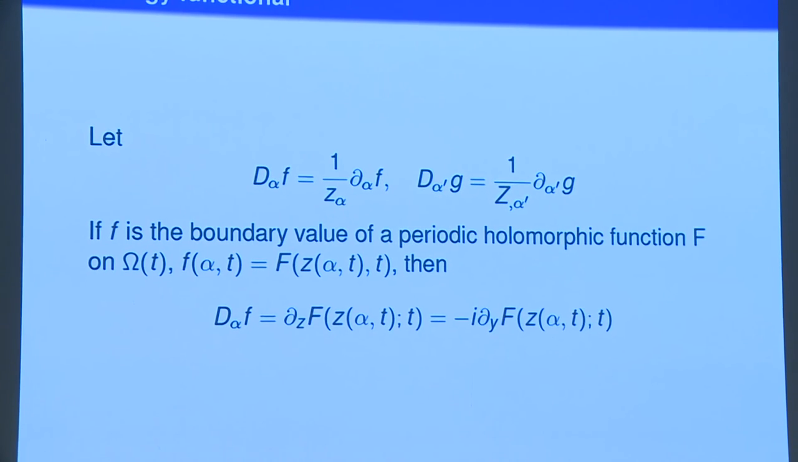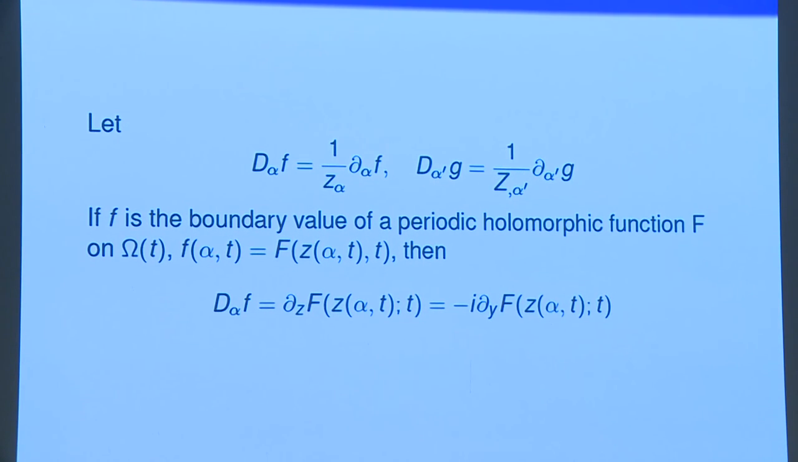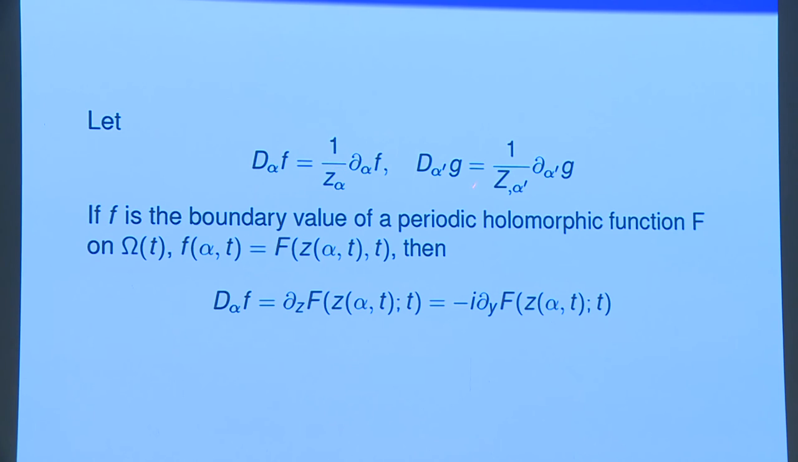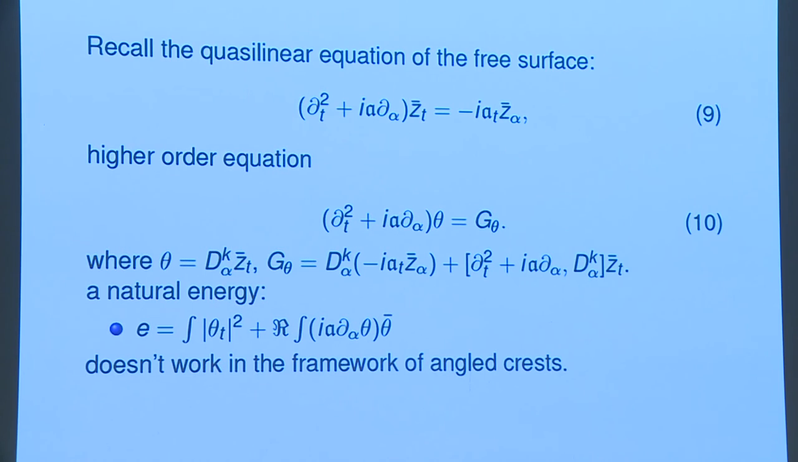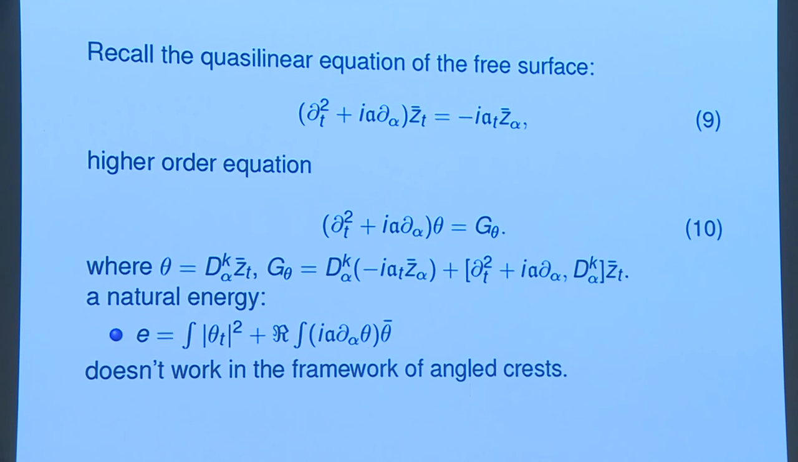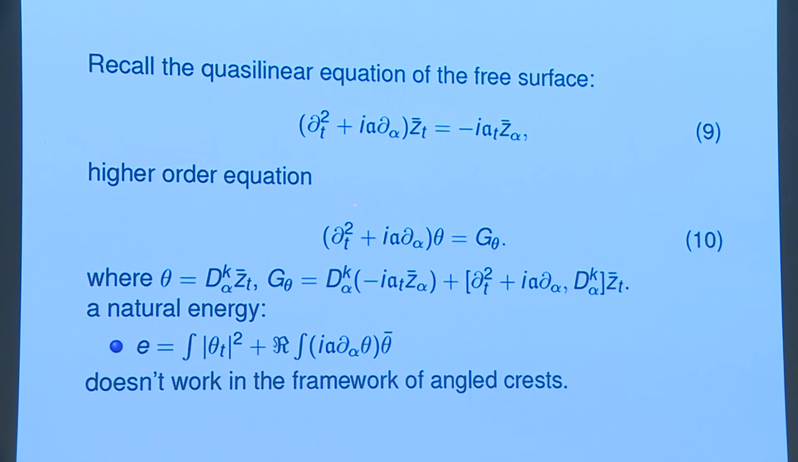Okay, so let me just show you how we construct the energy function. We use this weighted derivative. We still use this so-called quasi-linear equation, even though in this case it's not very clear, it's still of hyperbolic type, and A could be zero somewhere. But we still use it, and we use a weighted derivative.